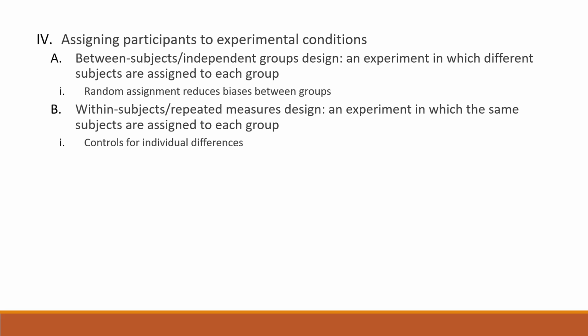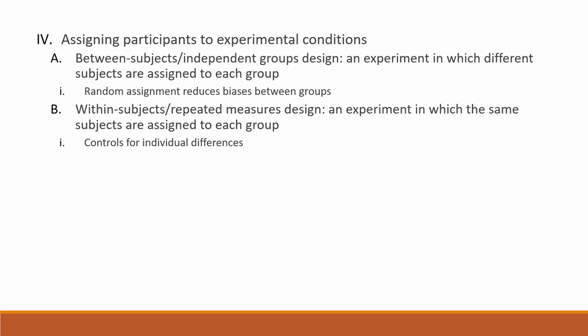Between subjects or independent group designs are a type of experiment in which different subjects are assigned to different groups. This is treatment versus control, group A versus group B. And we would use random assignment to reduce biases between groups. This is the design we've been talking about up until this point.